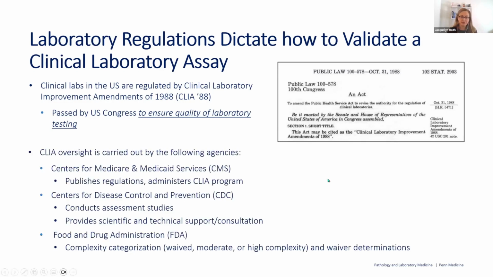CLIA oversight is carried out by a variety of different agencies, and the ones you'll hear me mention are CMS, or the Centers for Medicare and Medicaid Services, that's going to publish the regulations that will be important to us validating the assays, as well as the FDA, the Food and Drug Administration, which is going to be looking at our complexity categorization. And again, that will dictate how you validate or verify your assay.